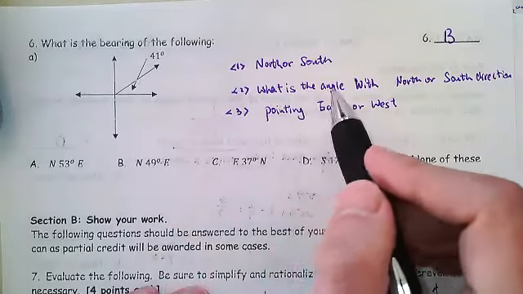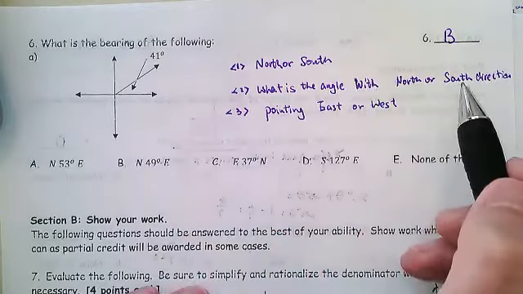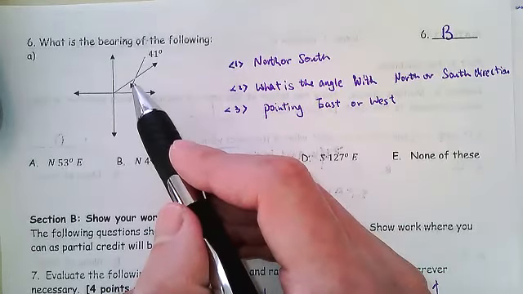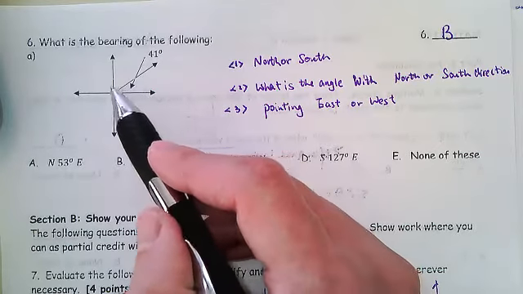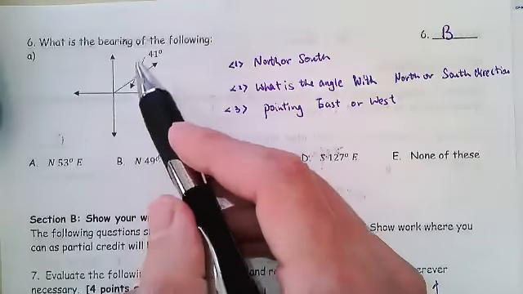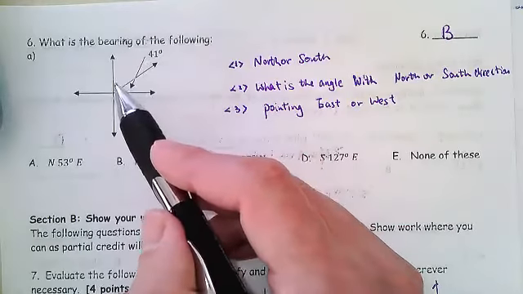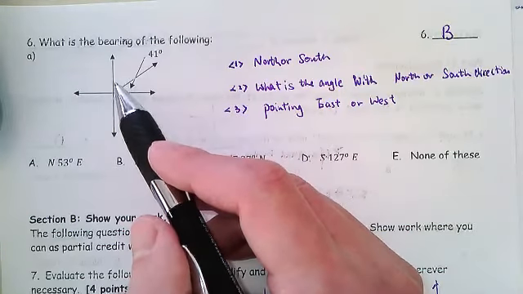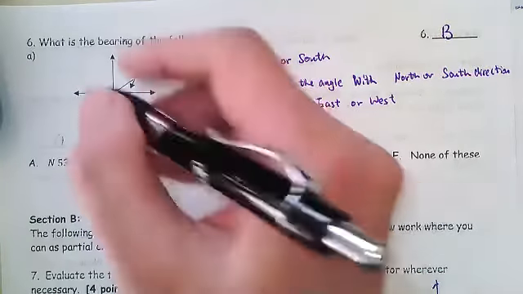Second question is, what is the angle with the north or south direction? You were told this angle is 41. However, this angle is not this angle, okay? But if you take 90 degrees minus this angle, you will see this angle is just 49. If so, you find the degree, which is 49 here.